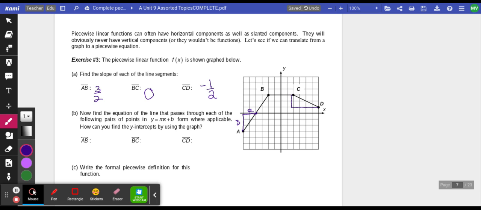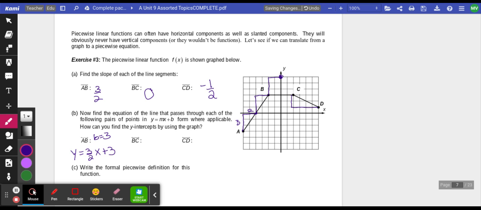Now find the equation of the line that passes through each of the following pairs of points in y equals mx plus b form where applicable. How can you find the y-intercepts by using the graph? I know my slope from A to B is up 3 over 2. So I'm going to do that again, up 3 over 2, and it passes at a precise point. So the y-intercept of AB is 3. That means the equation of AB is y equals 3/2 x plus 3.